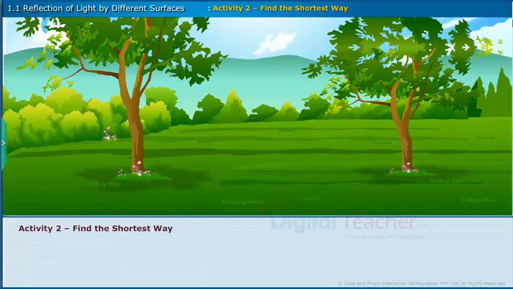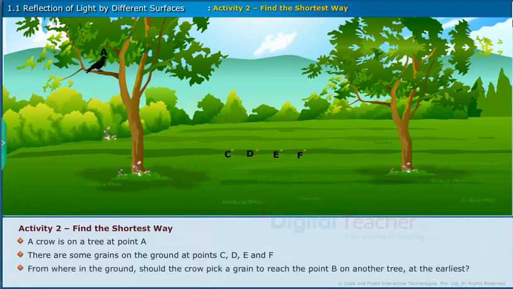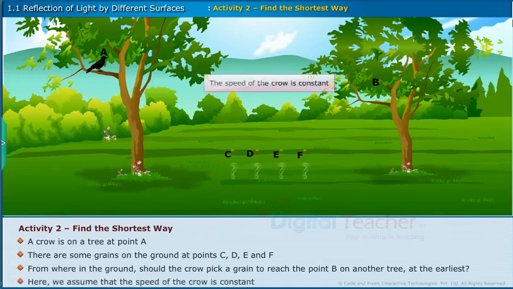Activity 2. Find the shortest way. A crow is on a tree at point A. There are some grains on the ground at points C, D, E and F. From where on the ground should the crow pick a grain to reach the point B on another tree at the earliest? Here we assume that the speed of the crow is constant.